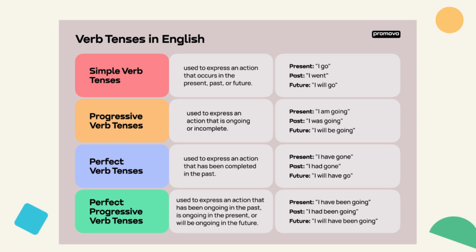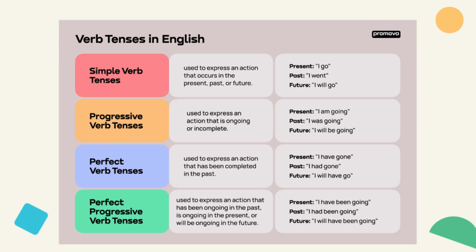And for our verb, there are also different verb tenses in English. The first one is simple verb tenses, which we use to express an action that occurs in the past, present, and future. So ang example natin dyan is for the present, I go; for the past, I went; and for the future, I will go. And for our progressive verb tenses, ginagamit ito to express an action that is ongoing or incomplete pa lang. For example: I am going for the present, I was going, and I will be going.